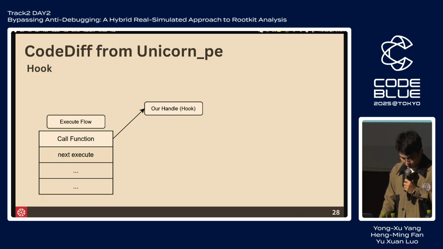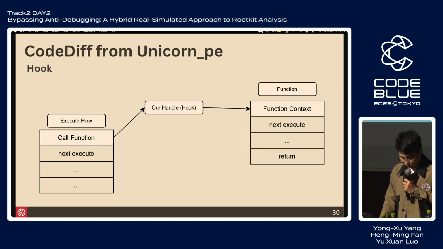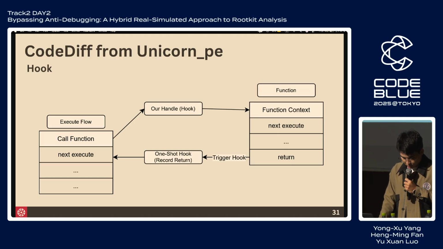When we enter a function, it will trigger our first hook. It will set the second one-time hook at the address on RSP. Then we continue execution of the function. And when it returns, it will trigger our second hook and we can get the value just from the function return.